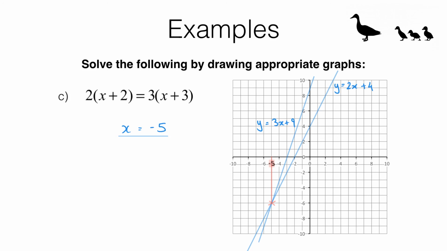And again, we can check this solution by substituting this into the equation. If we substitute -5 into the left-hand side, we get -6. And if we substitute -5 into the right-hand side, we see that this is worth -6. So they are equal, which means we've got the correct solution.